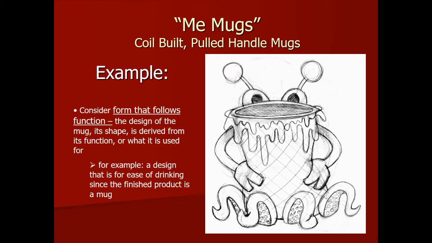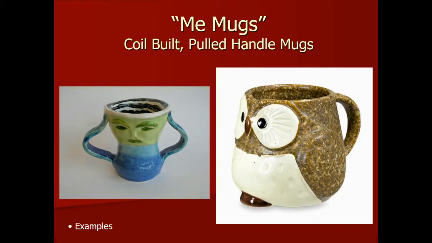It's important to remember that this mug has to be functional, something that you could drink out of. But the design should also carry your personal voice. Here are a couple examples of how form follows function. In the mug on the left, the character's arms go up to its head, but they also serve as handles. In the mug on the right, the tail serves as the handle.